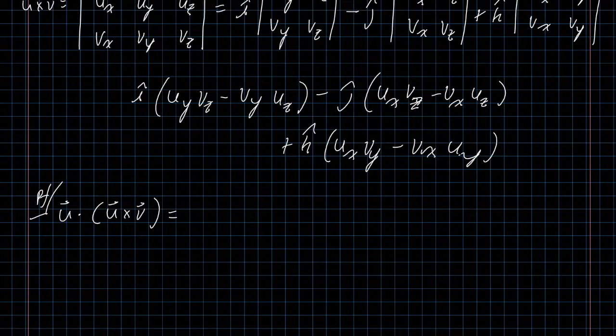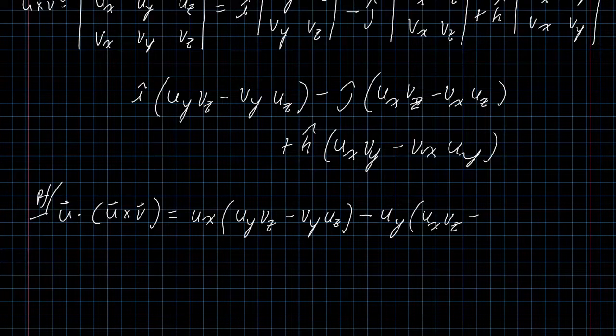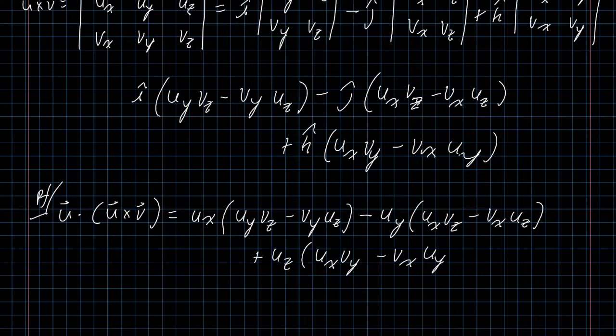So the x component will be ux. We'll multiply it by the x component of this thing, which is uy vz minus vy uz. And then we have minus, because there's a minus here, uy times ux vz minus vx uz. And then we have plus uz times ux vy minus vx uy.